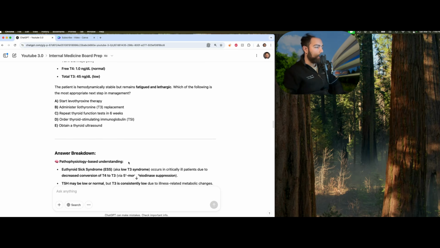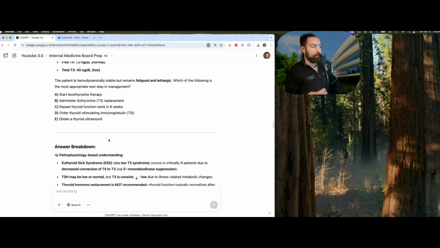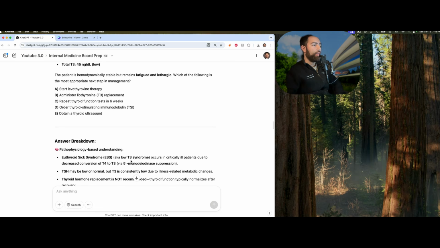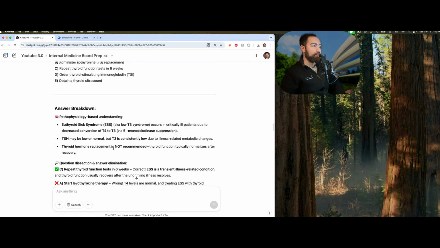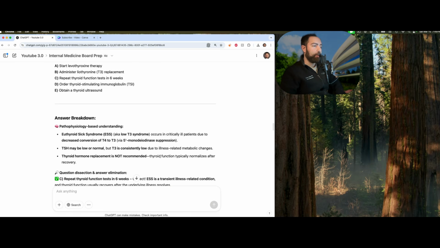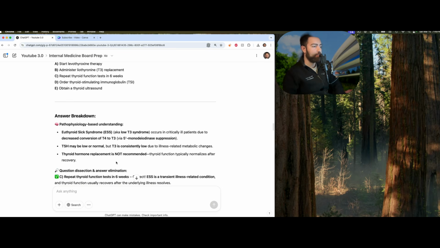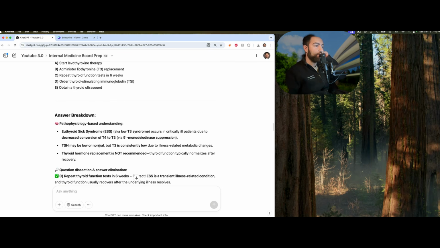All right, so this is a question about euthyroid sick syndrome, or ESS, aka low T3 syndrome. It occurs in critically ill patients, as you know, due to decreased conversion of T4 to T3, related to 5'-monodeiodinase suppression. The TSH may be low or normal, but the T3 is consistently low due to illness-related metabolic changes. So thyroid hormone replacement is not recommended in these cases. Thyroid function typically normalizes after recovery.